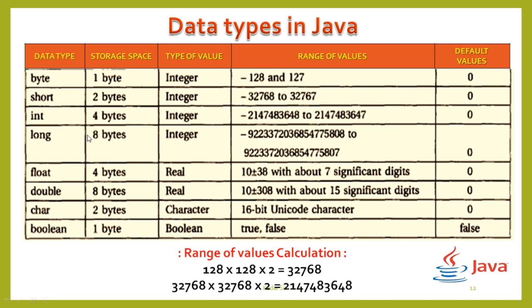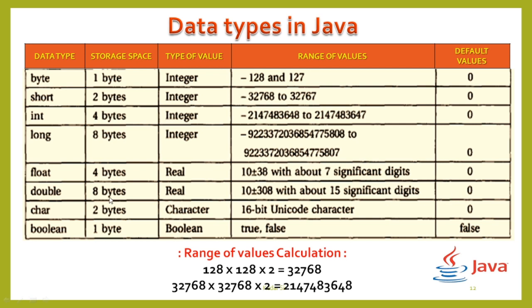Long data type holds the maximum values, it is 8 bytes, integer type, and the maximum range of values you can store. Default value is 0. Floating point, float data type, is 4 bytes, real type of values, and you can store the range of values with significant digits. Default value is 0. Double data type is 8 bytes, real type of values, stored with significant 15 digits.